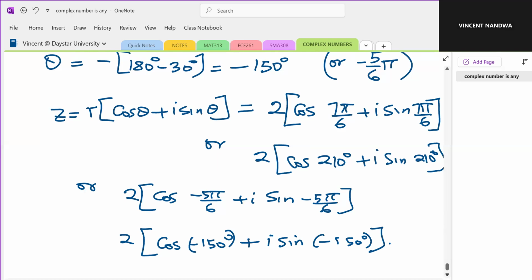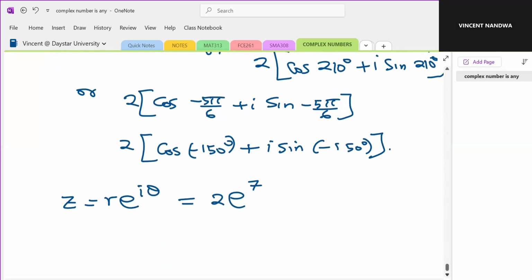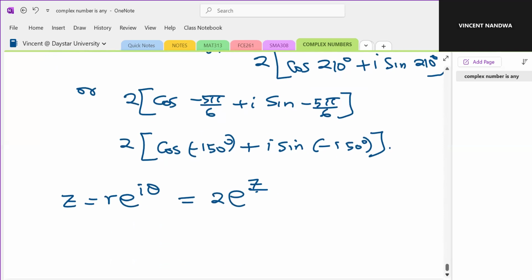Then the exponential form is simply z equals r e raised to the power i theta. So which will be 2 e raised to the power 7 over 6 pi i, or you can write it as 2 e raised to the power negative 5 pi over 6 i. All those two represent the same thing.